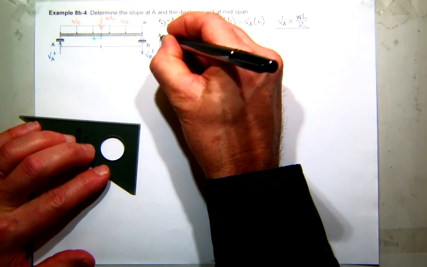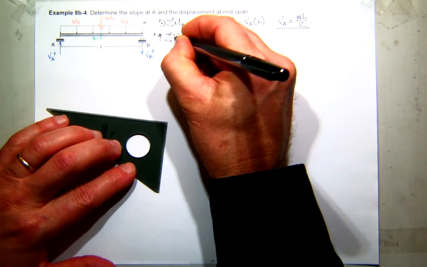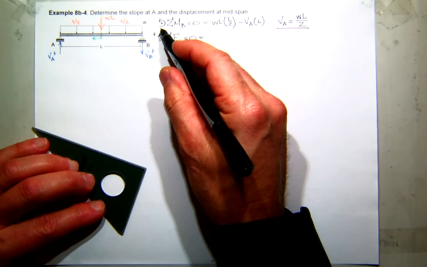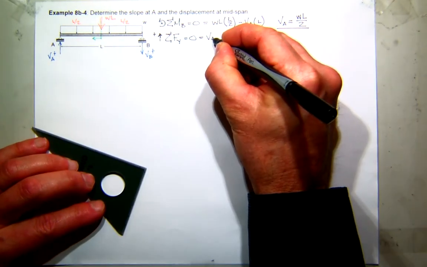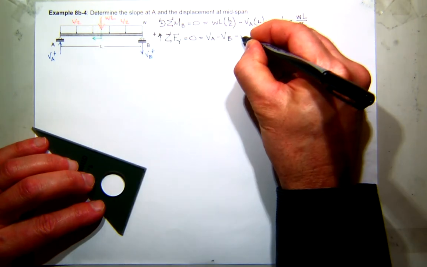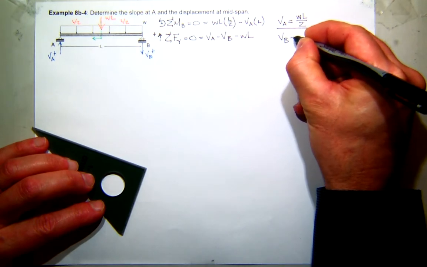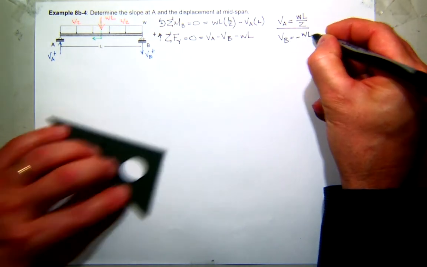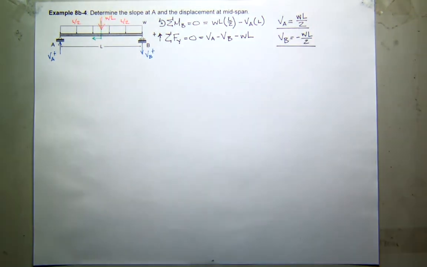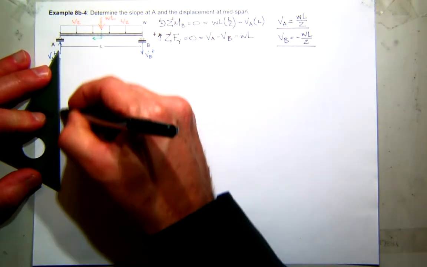And then if you sum forces in the y direction, you should be able to find the shear at B. So I'm assuming up is positive, so my shear at A is positive. My shear at B is down, so that would be negative. My load is down, that would also be negative. So plug in your shear at A here, and you'll find the shear at B is minus WL over 2. So with those two values, I can draw my shear diagram and then use my shear diagram to draw my moment diagram. So let's see what we get.